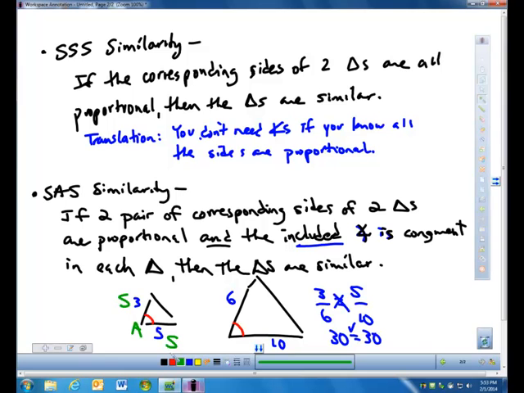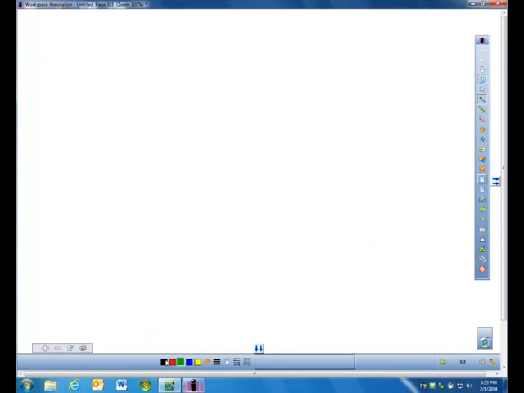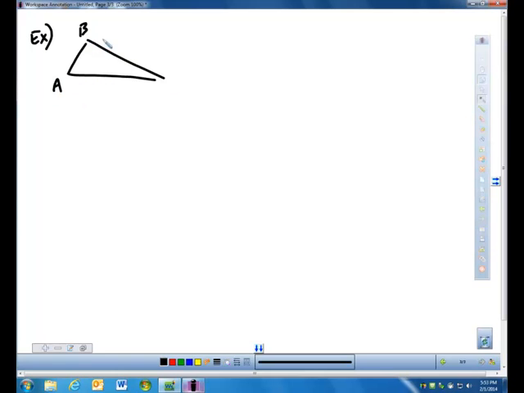Alright, so those are the 2 ideas. Now we'll spend some time practicing these 2 ideas. And as we always do, we'll start with some easy examples and work our way up to some that are probably a little bit more challenging. So for this first problem, I'm going to draw two triangles for you. I'll do this first one on my own, and then I'll give you one to work on when we're done.